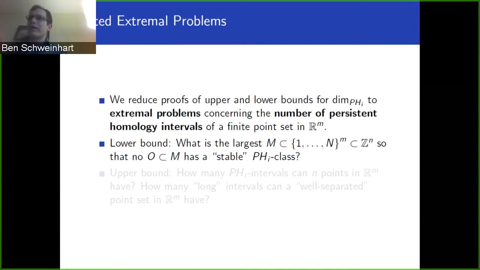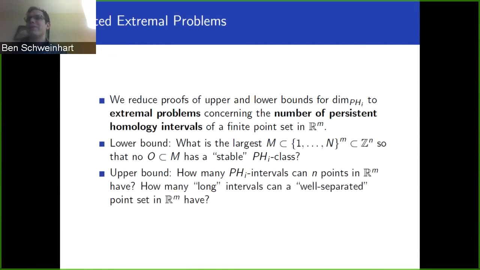So, okay, for the lower bound, we're looking for subsets of Euclidean space that don't have persistent homology. And for the upper bound, the first question is, how many persistent homology intervals can endpoints in R^m have? And that bound works for some cases and not others. And then with a little more work, we can reduce it to a question of how many long intervals can a well-separated point set in Euclidean space have? So hopefully I'll have some time to say stuff about that later. Okay, so the idea is we're going to try to prove this. We're going to reduce questions about this persistent homology dimension to extremal questions about the persistent homology.